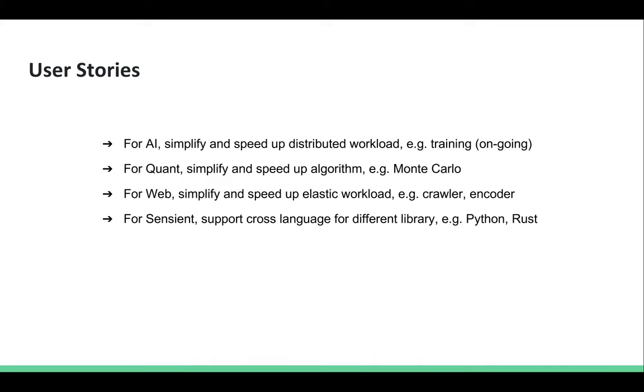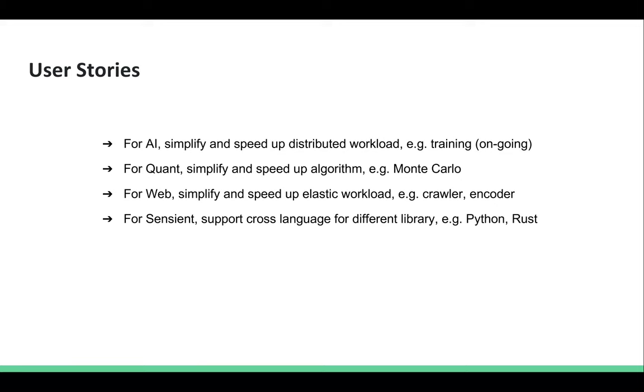And for quant, we have several simulation algorithms for value at risk, such as the Monte Carlo simulation method. On the web, we also have several elastic scenarios for the crawler. For example, when we analyze a website's links and download the information, the task of analyzing one site doesn't depend on the task of analyzing another website.